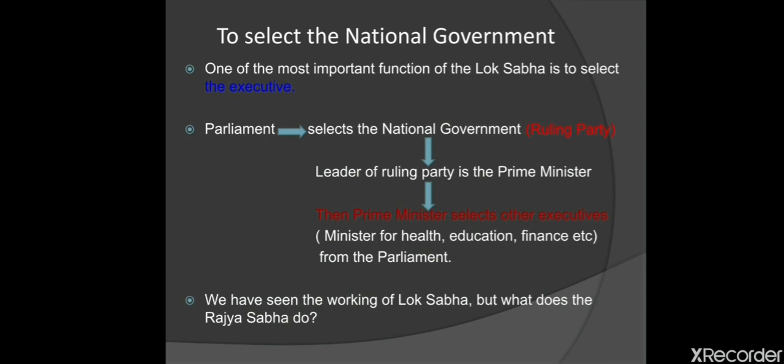What is Lok Sabha doing? Lok Sabha is forming the government. They are making the list and seeing which majority party is winning, and then they come to the conclusion of who will form the government, and from that ruling party the prime minister is elected. So now we have seen the working of Lok Sabha, but what does the Rajya Sabha do then?